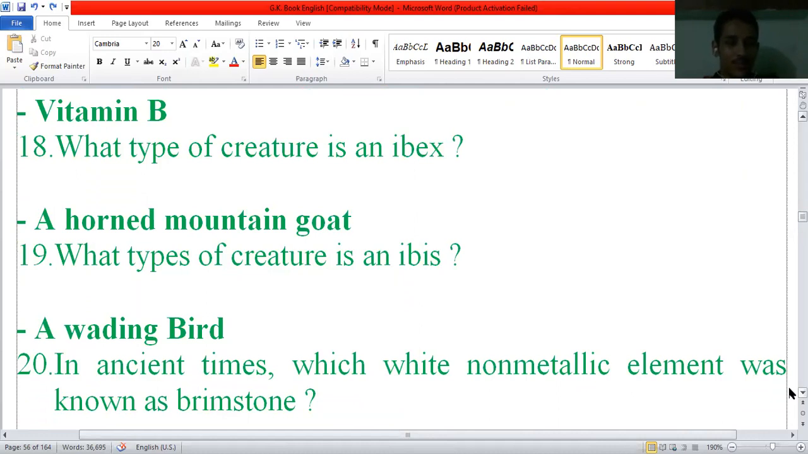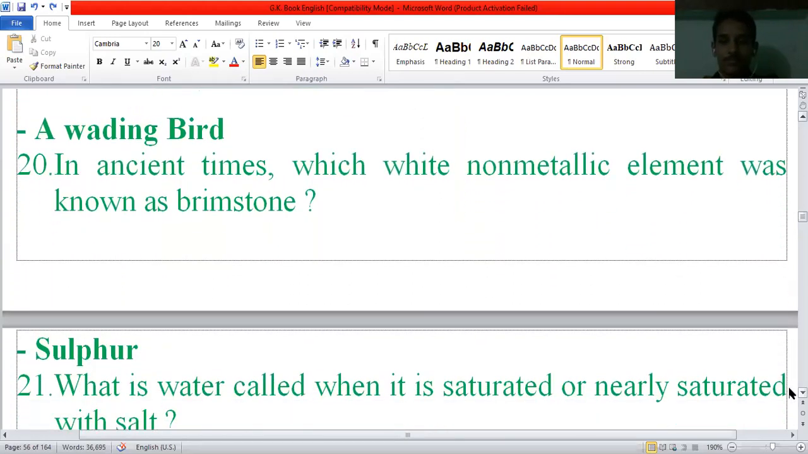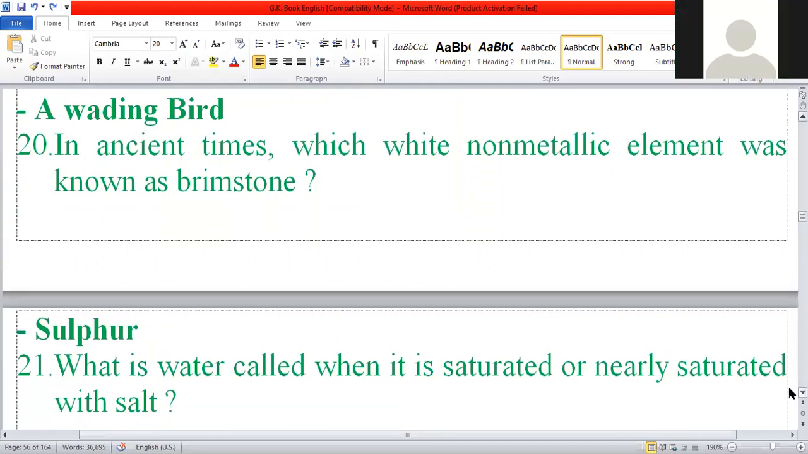In ancient times, which white non-metallic element was known as brimstone? Barsha Kesi and Salma Bhat. Element sulfur. Exactly, the answer is sulfur. Question number 21 goes to Sobika Chetri. What is water called when it is saturated with salt?